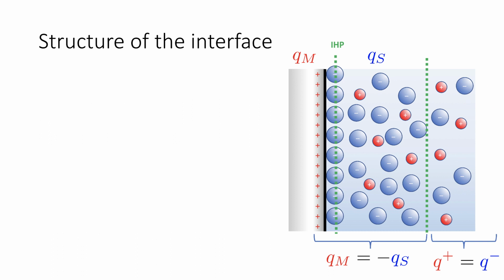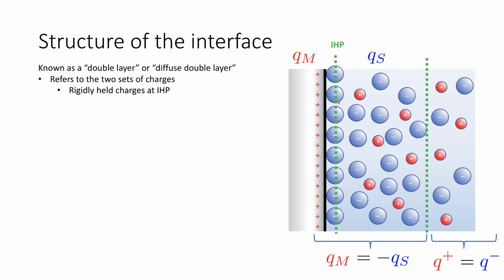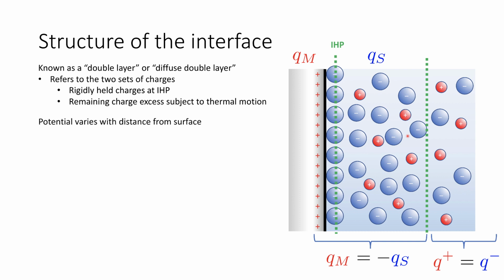So we want to now look at how the potential varies across that interface. So we've defined two regions of space, and this is known as a double layer, or something called a diffuse double layer, because we have a diffuse layer in this region. It refers to the two sets of charges that we're looking at. We're firstly referring to the rigidly held charges at the inner Helmholtz plane, which are fundamentally ion paired to the surface, but we then have the remaining charge, excess, which is subject to thermal motion. And we would expect to have more of the anions closer to the electrode than we do further away from it. And this means that the potential varies with distance from that surface.